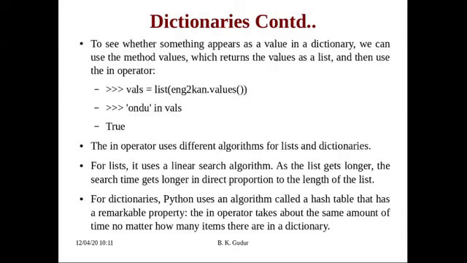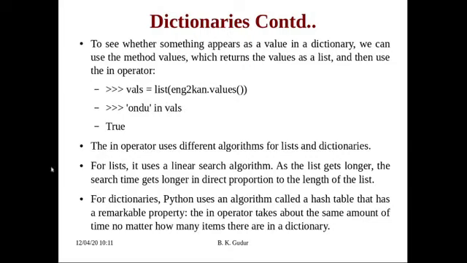To see whether something appears as a value in the dictionary, we can use the method values, which returns the values as a list, and then use the in operator. Using the in operator, we can test whether a particular key appears in a dictionary or not. Whereas if I want to test whether a particular value appears in a dictionary or not, I cannot use the in operator. Instead, we can get a list of the values using a method called values in a dictionary. This method will return all the values, which will be converted to a list and stored in a variable called vals. Later we can check a particular value in that list.